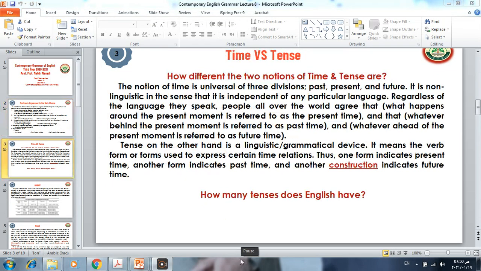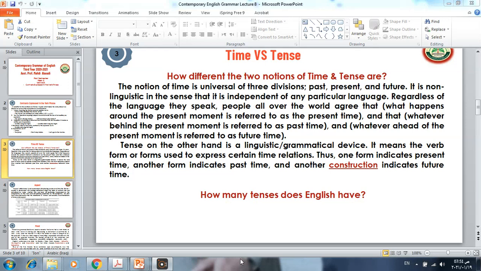Okay, now after we have spoken about these contrasts, these operations that are done on the verb phrase, now let's speak about the ones that are the main focus of our lecture today, which are tense, aspect, and mood. So first, let's start with tense. And when we start with tense, we need to make a kind of differentiation between tense and time. So, how different are the two notions of time and tense?